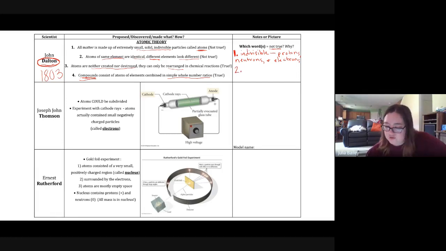And then in number 2, atoms of the same element are identical. Different elements look different. The false word there is the word identical, because it turns out you can have 2 atoms of the same element that are not the exact same as each other. That is called isotopes. And we will talk more about that later in the unit.